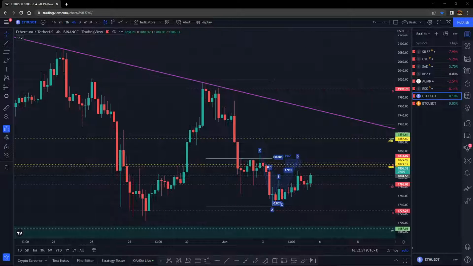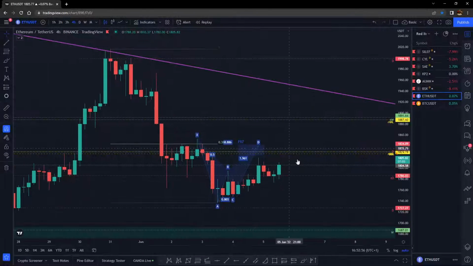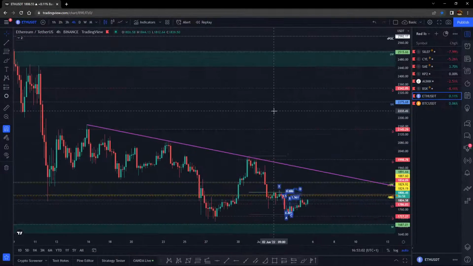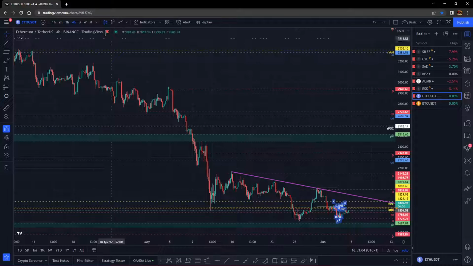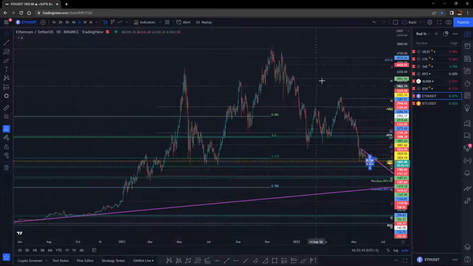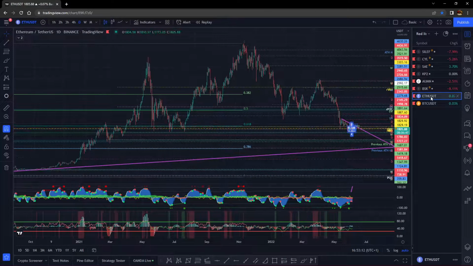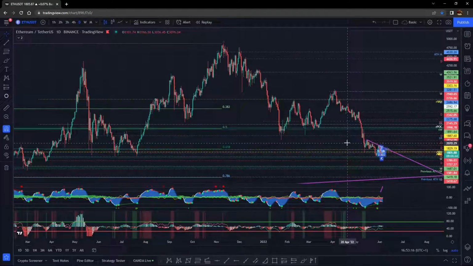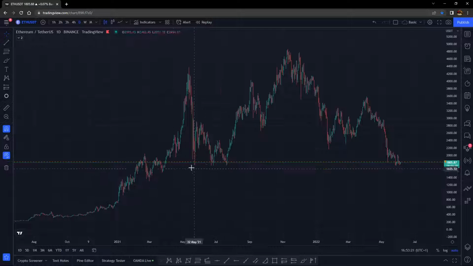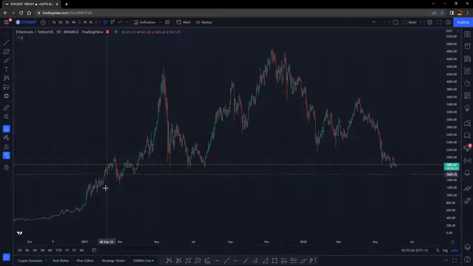But anyway, let's just show you this setup that I'm looking at the moment on ETH. So let me just show you the daily. So here we are on the daily. Let me just get rid of that. Let's just get rid of some of this clutter. So basically we're at this support here, a key support resistance flip type area.